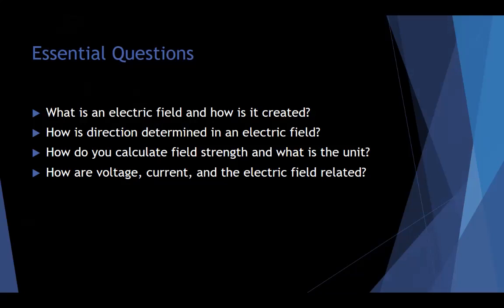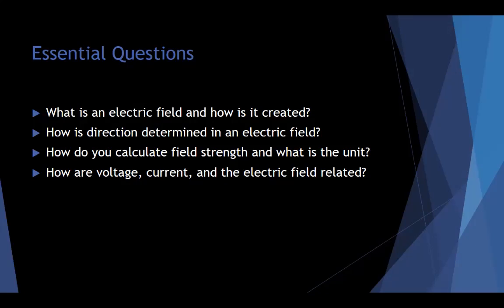Question number one: what is an electric field and how is it created? I mean, what exactly makes a field exist? Number two: how is direction determined in an electric field? We'll be kind of specific about how that works and how we do that with test charges. Number three, how do you calculate field strength and what is the unit that we use? And lastly, how are voltage, current, and the electric field related?